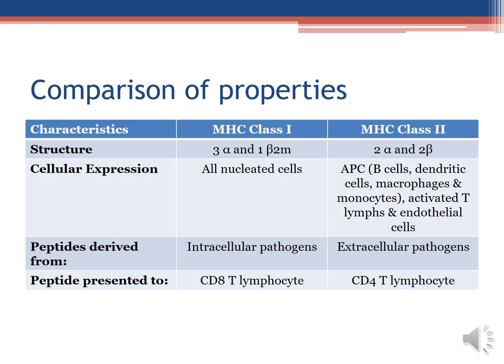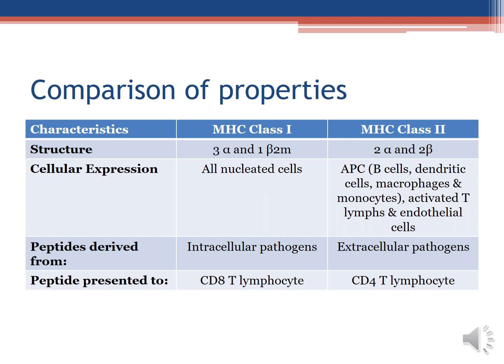So here's a quick comparison of both our MHC Class I and Class II. Remember that our Class I has those 3 alpha proteins and that 1 beta 2 microglobulin. Remember, we use that beta 2 microglobulin to help determine the prognosis of people with multiple myeloma. Increased levels of this beta 2 microglobulin determine a poor prognosis for these patients.